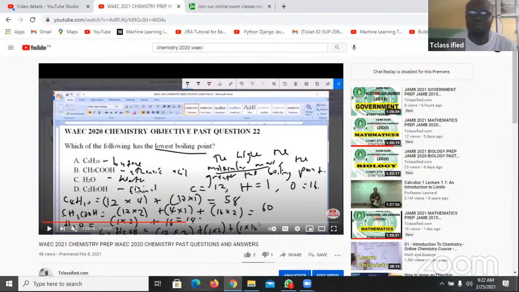Like now, you should know that the boiling point of water is 100, and it's very, very important. Ethanol or alcohol, the boiling point is 78. So it's already lower than that of water. You understand? And the boiling point of ethanoic acid is 118. So that one is also lower. So far you can see that ethanol is still the least.